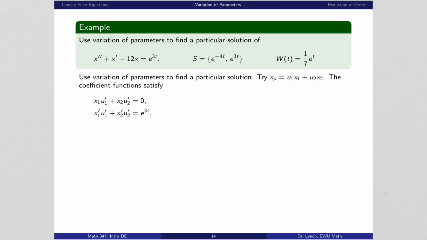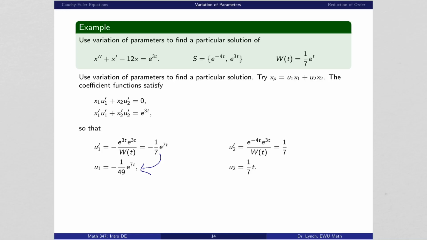For the particular solution, we'll try a solution of the form u1x1 plus u2x2, and as we saw before, the coefficient functions satisfy this linear system in u1 prime and u2 prime, where the forcing function given by e to the 3t falls into place here. We'll use Cramer's rule to solve this, expressing the first as e to the minus 3t, e to the 3t times e to the 3t over the Wronskian with a minus sign, which turns out to be negative 1/7 e to the 7t. Integrate that to find u1. The second, as it turns out, is just plain old 1/7, which we integrate to find that u2 is 1/7 t.